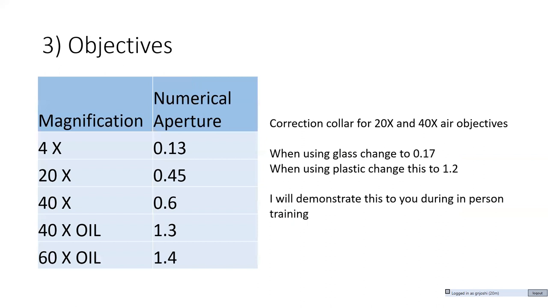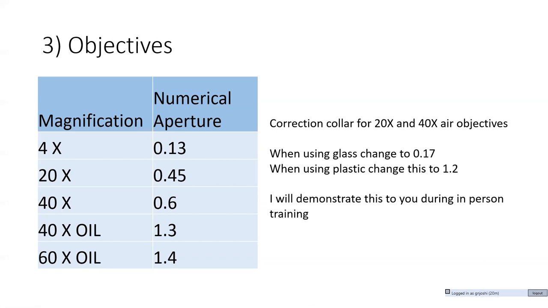So with respect to the objectives that we have on the microscope, we have a 4x, 20x, and a 40x air objective, and a 40x and a 60x oil immersion lens. One thing on the 20x and the 40x air objective is that there are correction collars for this objective. What that means is these objectives can be used with both the glass and the plastic. And when you are here tomorrow, I'll show you how to adjust the correction collar.